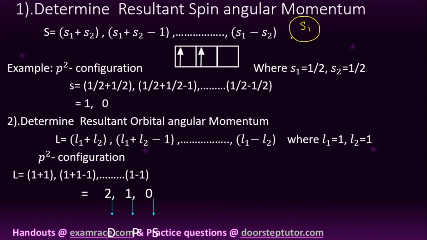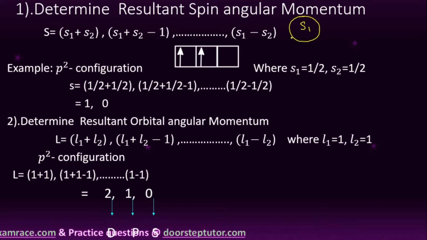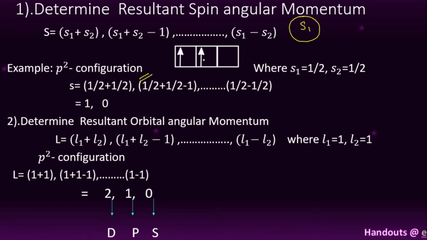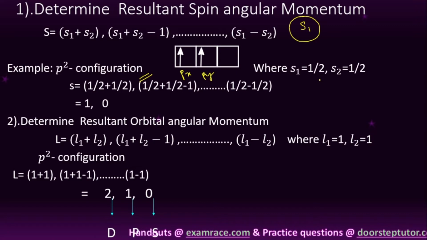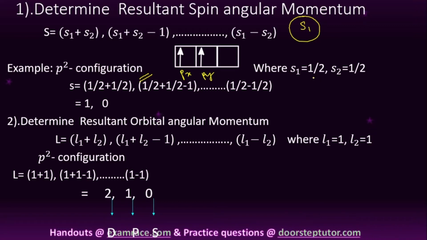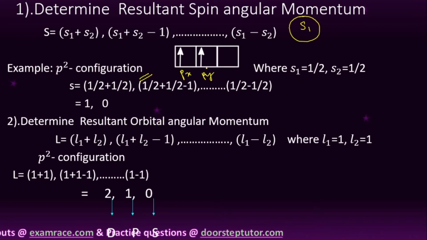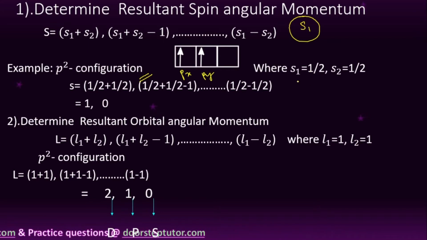For many electron systems, we can denote them as S1, S2, S3, and so on. Here we have taken an example, the p2 configuration. The two electrons are there, in a Px and Py configuration: one electron from the Px orbital and another electron from the Py orbital. Therefore, it is a multi-electron system.